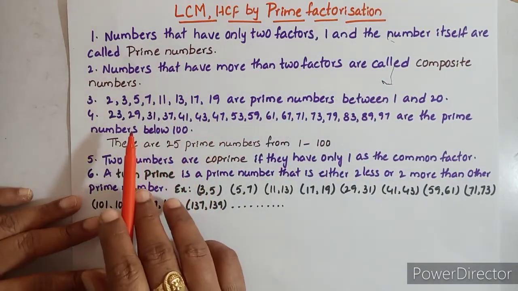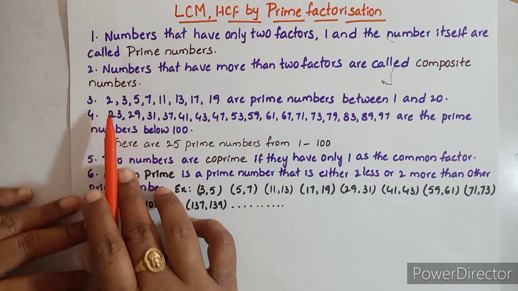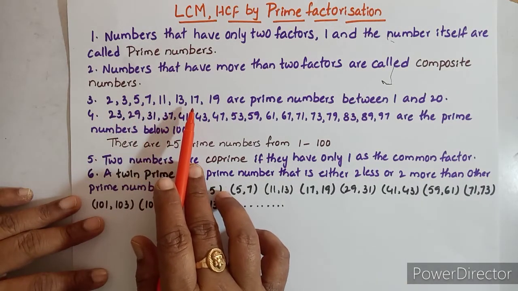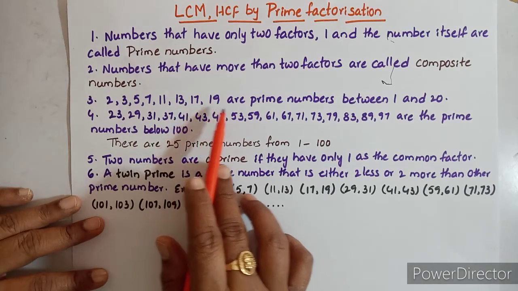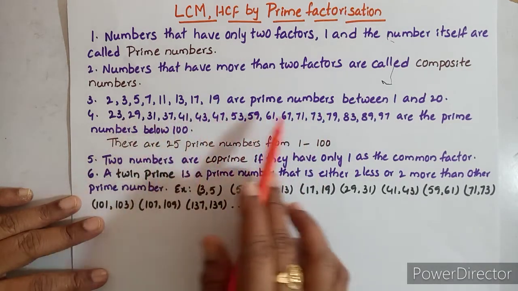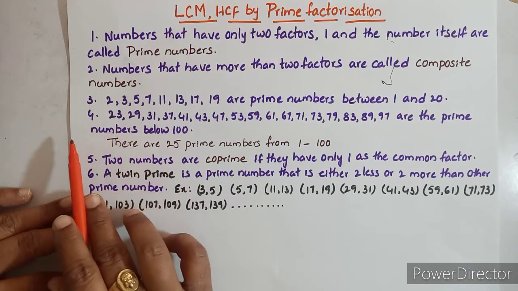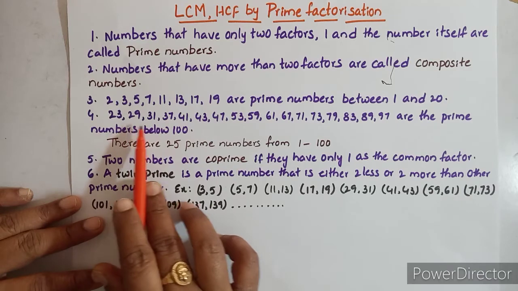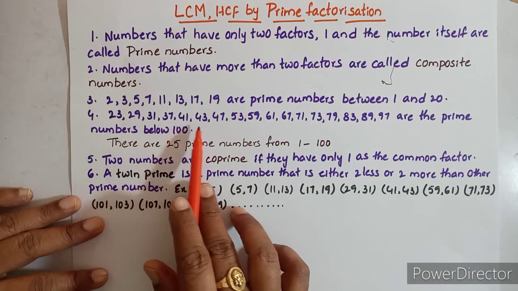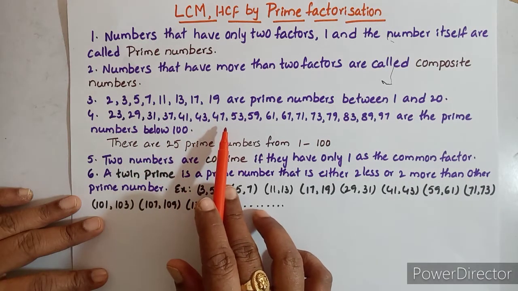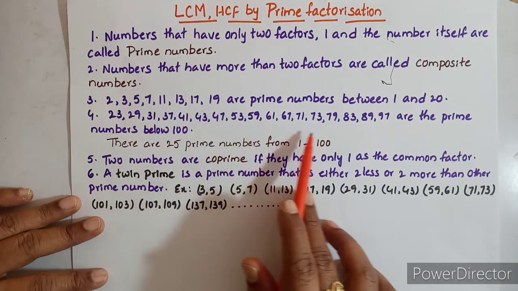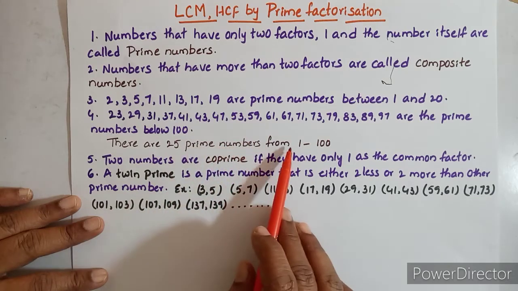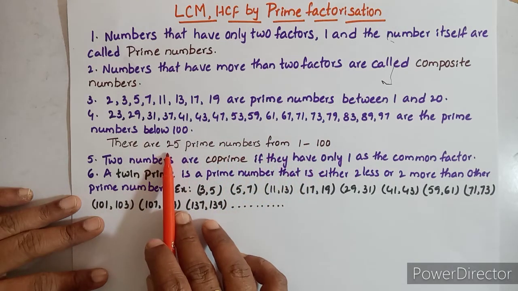For example, when you take numbers from 1 to 20, we have 2, 3, 5, 7, 11, 13, 17 and 19 as the prime numbers between 1 and 20. When you move up to 100, you have many more prime numbers like 23, 29, 31, 37, 41, 43, 47, 53, 59 and so on up to 100, and overall from 1 to 100 we have a total of 25 prime numbers.